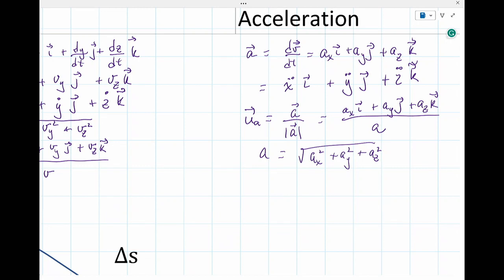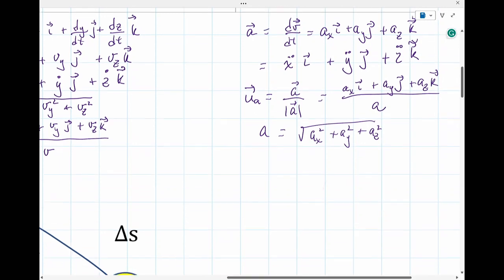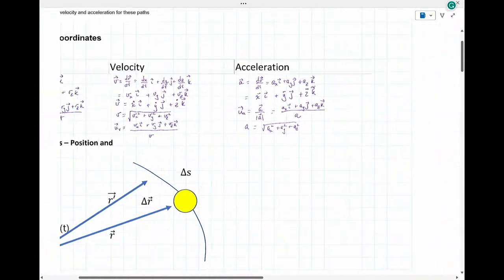And you can do the same thing as you did with the velocities. Define a unit vector for a that goes as ax in the i direction, ay in the j direction, az in the k direction over the magnitude of acceleration a. And a magnitude is just going to be that.